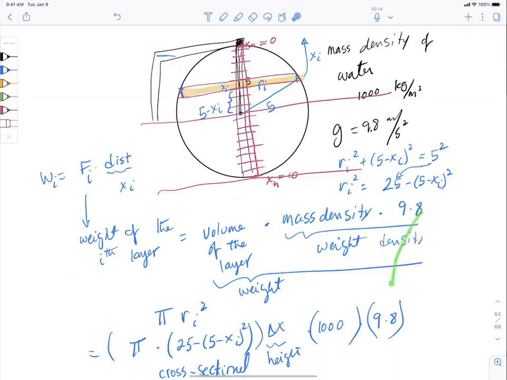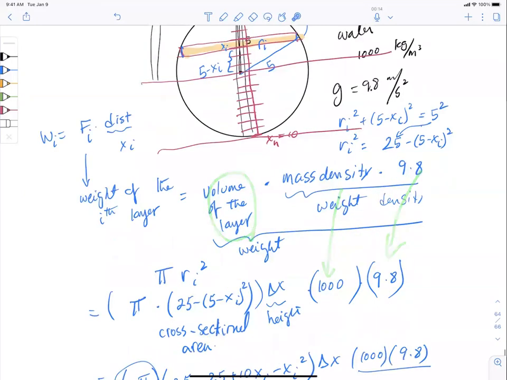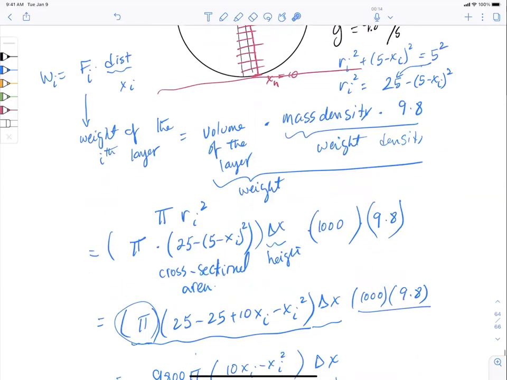So 9.8 stays. Mass density was given to you by the problem. Both numbers were actually given to you by the problem. It's 1,000. Volume of the layer is going to be the cross-sectional area of the layer, which is pi r squared, times the height of the layer, which we will designate to be delta x. And of course, we take the limit as delta x goes to 0.